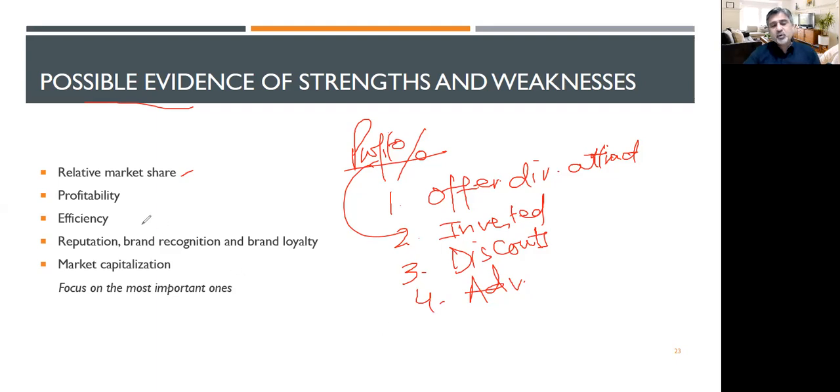Then your efficiency could be your strength. If you are efficient, it is your strength. If you are inefficient, it is your weakness. So you see your profitability. When I say see your strengths and weaknesses, you ask in which area I should be looking. I've got Mr. X as my sales manager. Is he my strength or weakness? So you need to see which areas you are looking at for your strengths. You are looking at strengths and weaknesses in terms of profitability, market share, efficiency, and in terms of your reputation, recognition, brand loyalty.